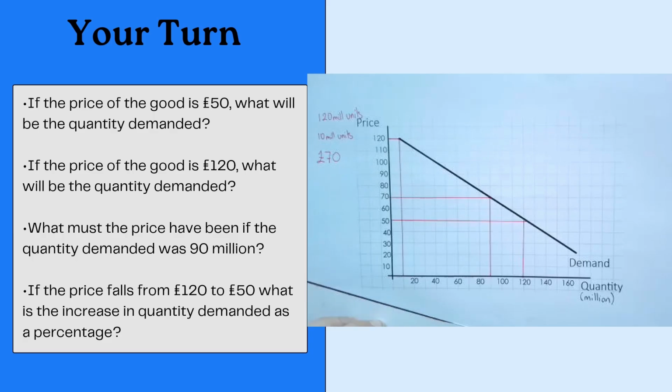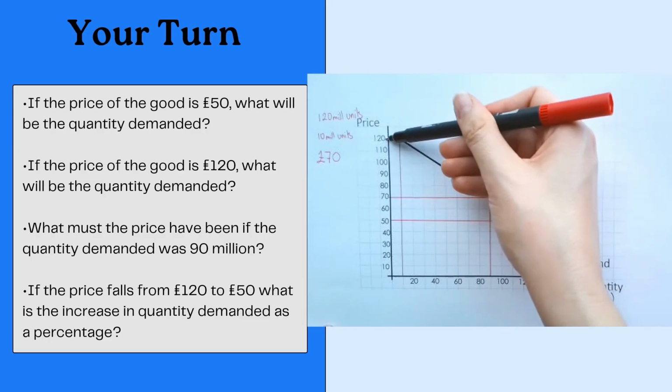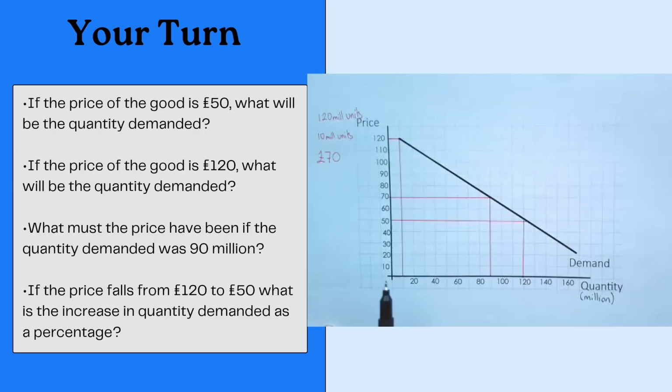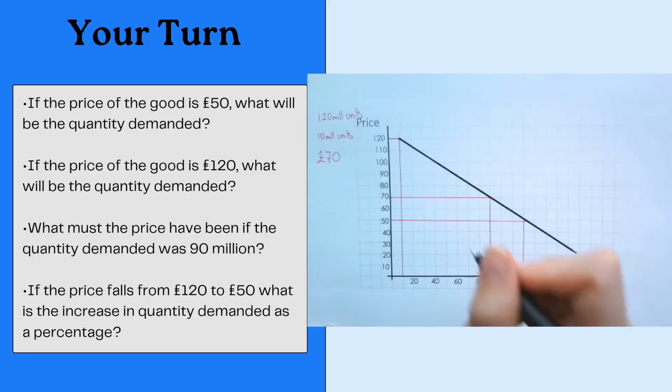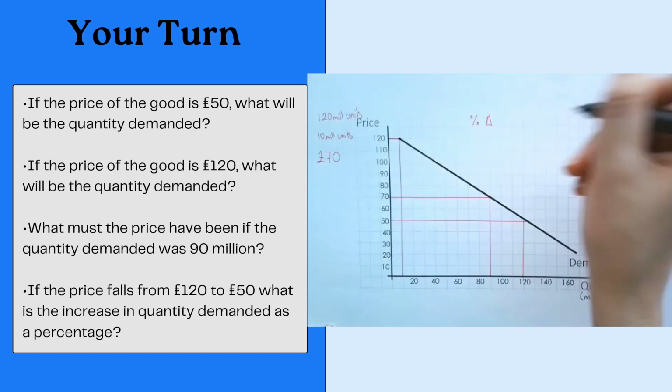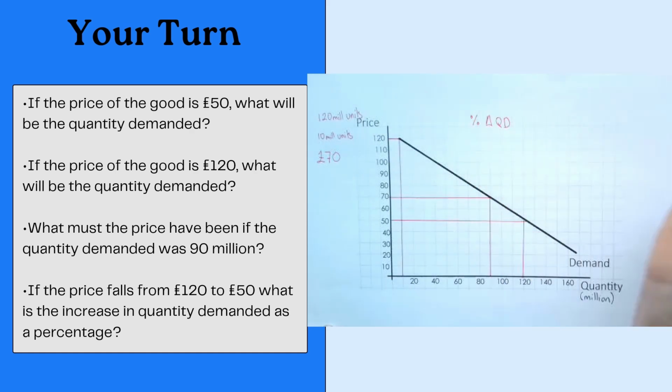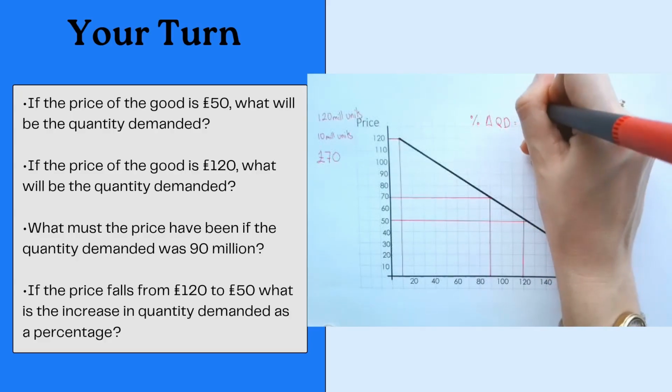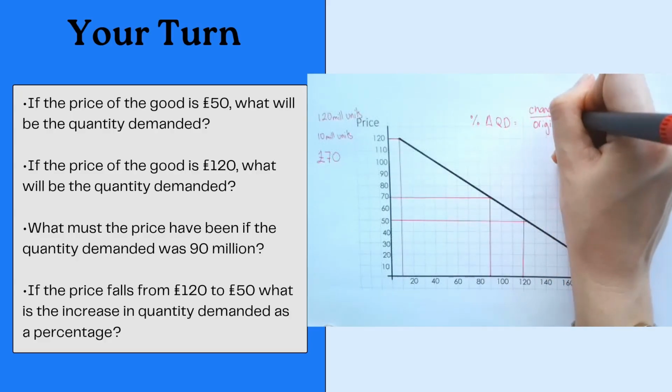Now a slightly longer question. If the price falls from £120 to £50, what is the increase in quantity demand as a percentage? Well, we've seen the price fall from £120 to £50, and we can see that the quantity demanded increased from 10 up to 120 million units. And so now we just have to turn that into a percentage change. Percentage change in quantity demanded is equal to the change over the original times by 100.